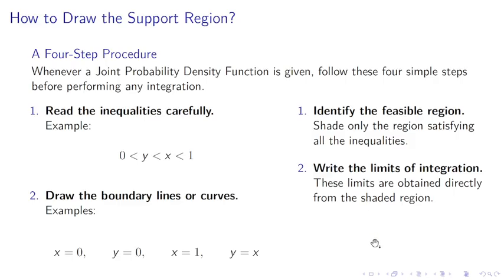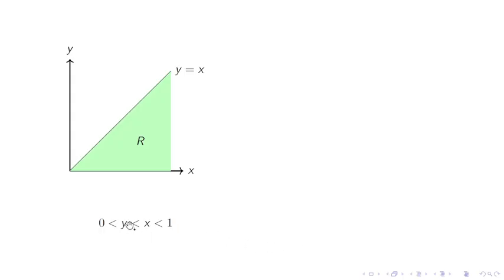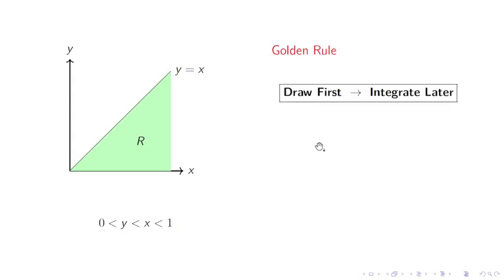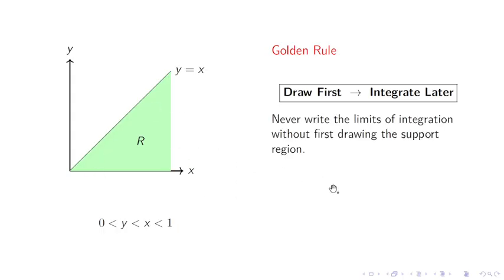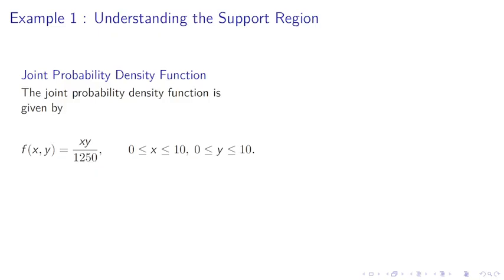Write the limits of integration. These limits are obtained directly from the shaded region. Here, this is the triangular shape. Here, y is equal to x. For this, 0 less than or equal to y less than or equal to x less than or equal to 1. For this type of condition in the joint PDF, we need to draw the support region like this. First draw the region, then integrate. Never write the limits of integration without drawing the support region.